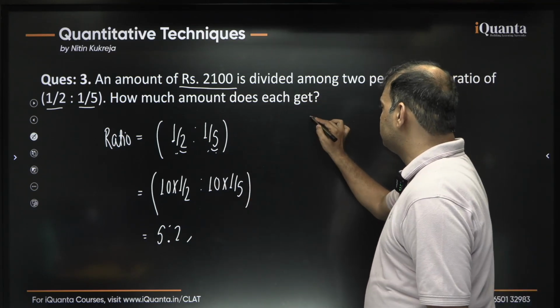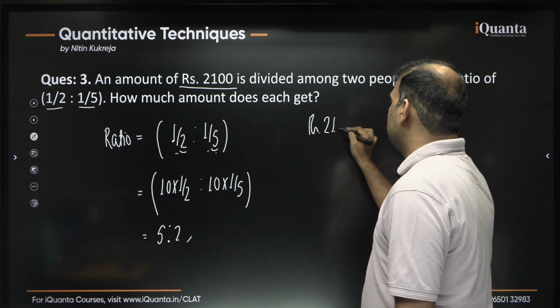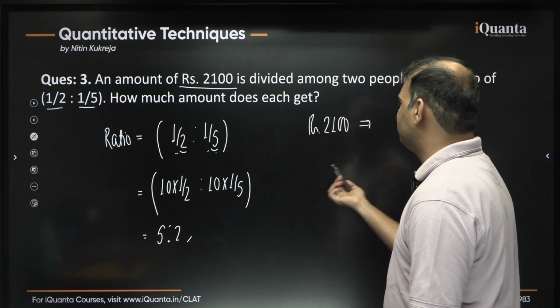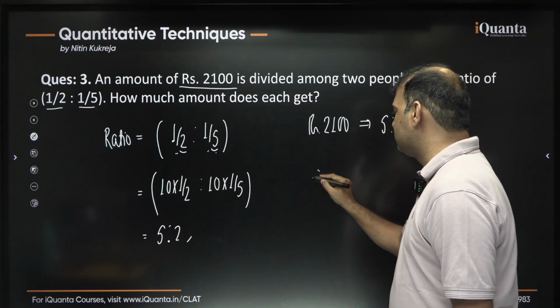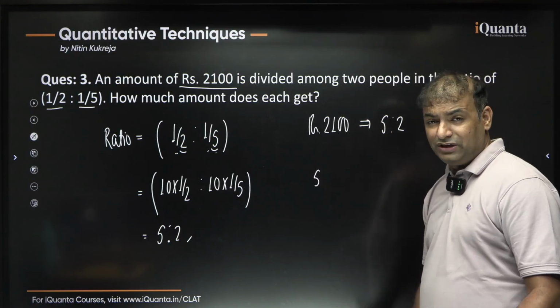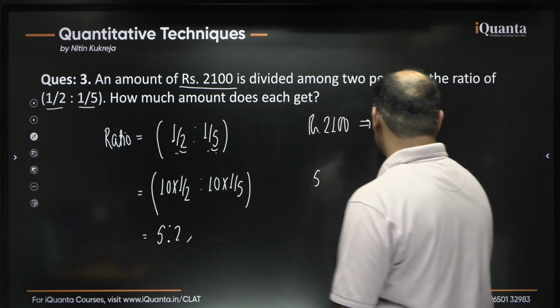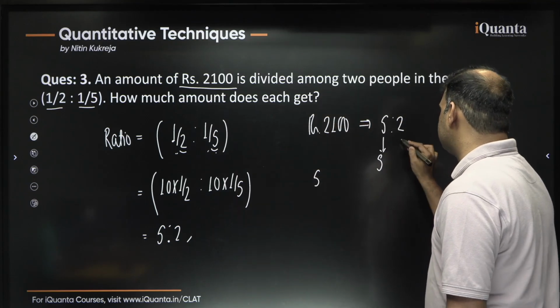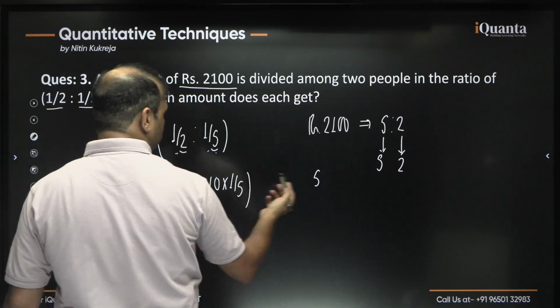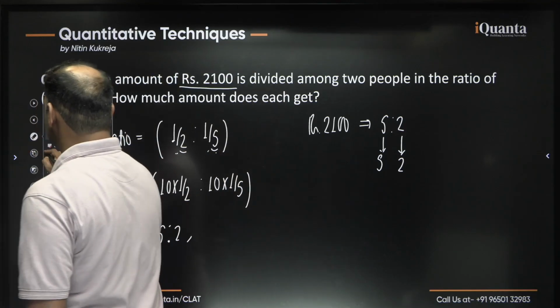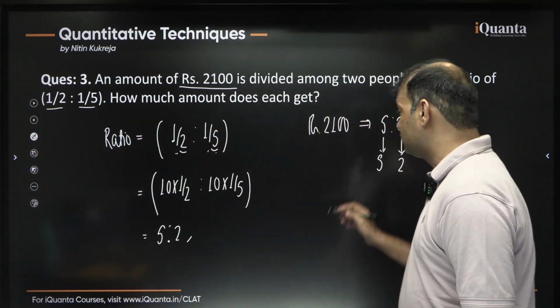We have to distribute 2100 rupees in the ratio of 5:2. Such a simple thing now. Let's say one part is 5 and the second part is 2, with the help of the ratios. So the sum of their parts, by the assumption, is 5 plus 2, 7.